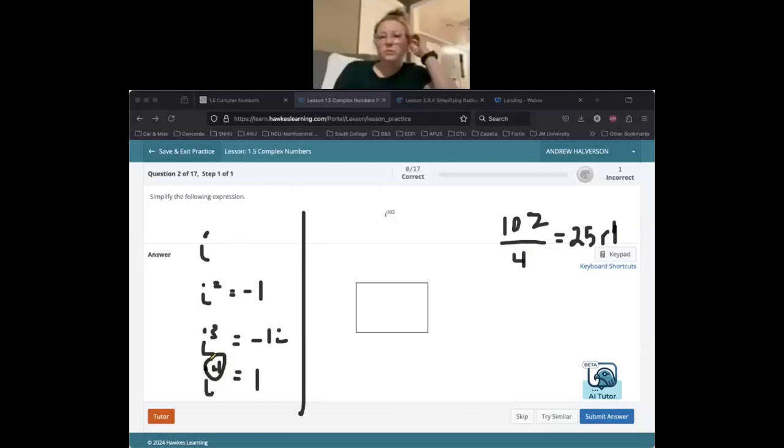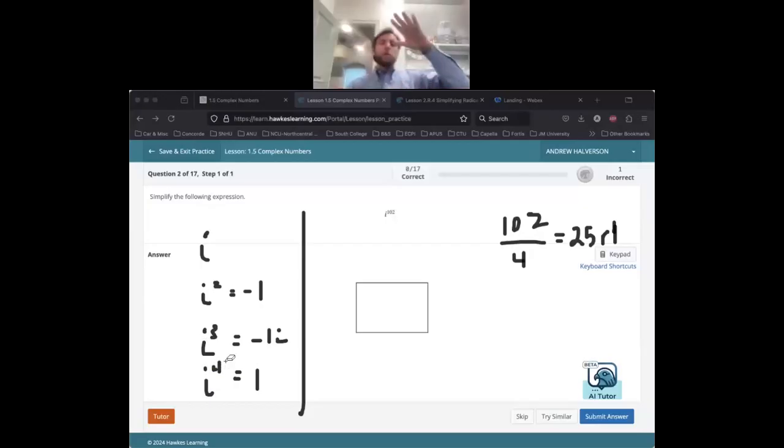Why did we divide by 4 specifically? Because of the sequence of 4. So what happens is, and this is the part I didn't show you, when you go i squared, i third, i fourth, okay? When you go i fifth, that's the same thing as saying i to the fourth times i.